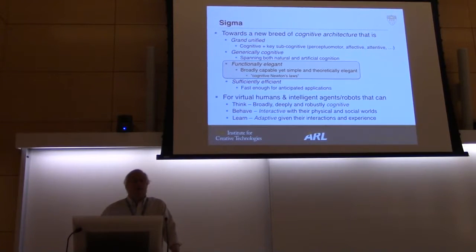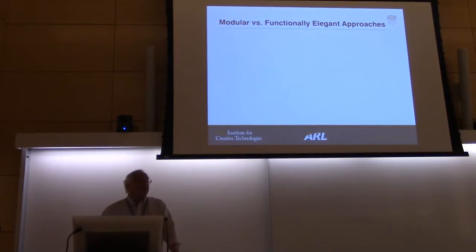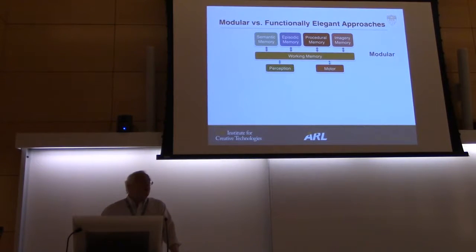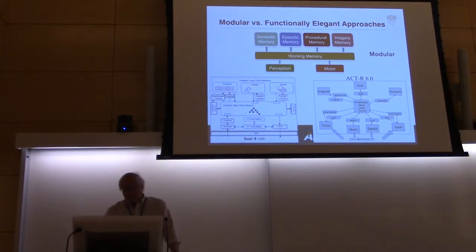I'm going to talk a little bit more about functional elegance because it's one of the things that's more unusual about Sigma and also strictly relevant to the work I'm talking about today. So let's talk about modular versus functionally elegant approaches to building cognitive architectures. You're all, I assume, familiar with the traditional modular approach. You build a set of modules for memories and learning algorithms and so on, with a well-defined set of interfaces between them that lets you draw a nice diagram for it. It's the standard engineering approach to building any kind of computer system. In contrast, here's a couple of examples. SOAR, which you saw in John Laird's presentation, and ACT-R have different sets of modules, but they both follow this kind of general pattern.